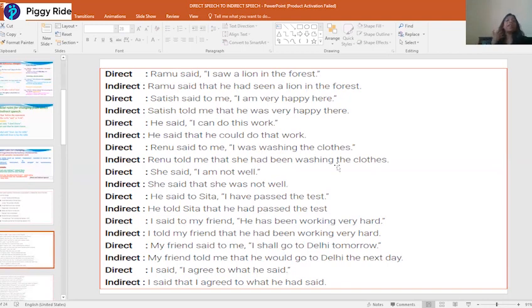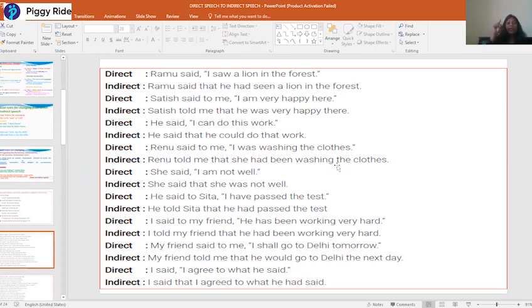Renu said to me, "I was washing the clothes." Renu told me that she had been washing the clothes. She said, "I am not well." She said that she was not well. He said to Rita, "I have passed the test." Sorry. He told Sita that he had passed the test.